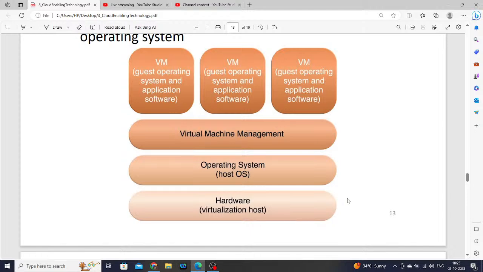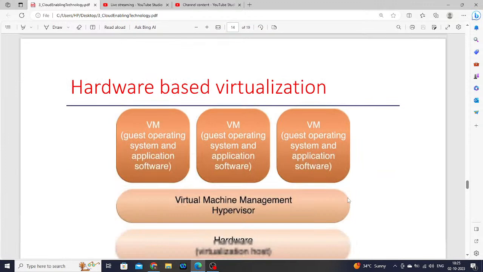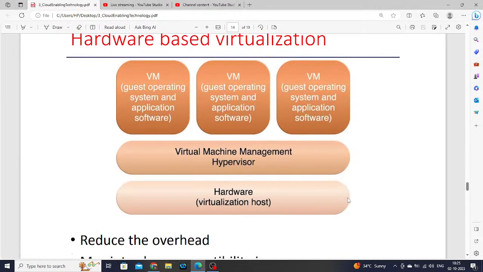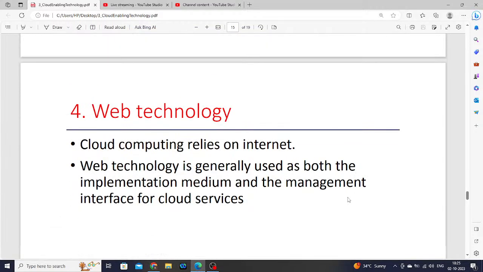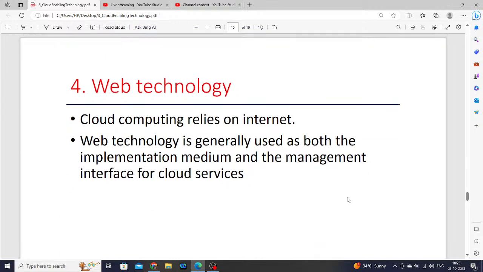Hardware based virtualization. Hardware based virtualization means that is a virtualization machine, and that is your hypervisor. We are generally storing a virtual machine on the system. And then the hardware virtualization host reduces the overheads and may reduce compatibility issues. Web technologies, like cloud computing, rely on the internet. Web technologies are generally used as both the implementation medium and the management interface for cloud services.